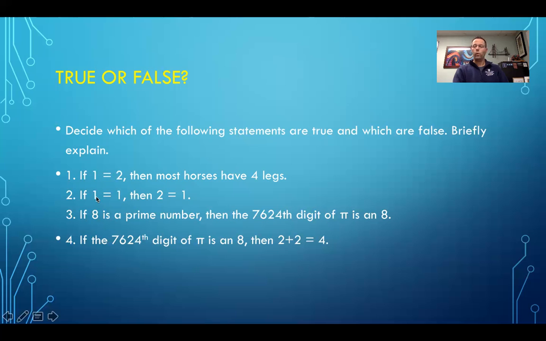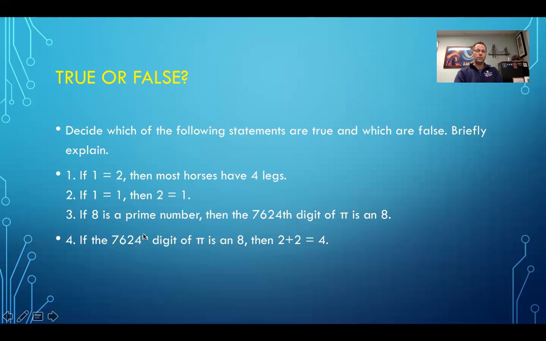How about this? If 1 equals 1, then 2 equals 1. Wait a second. The if part is true, but the then part does not follow. That's a false statement. How about this? If 8 is a prime number, wait a minute, 8 is not a prime number. What does that mean? That means the next part doesn't matter at all. So my statement is true.